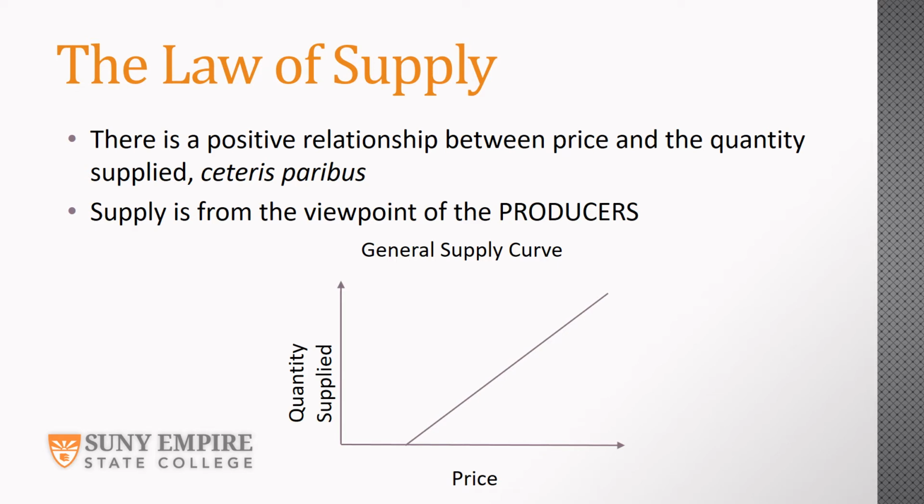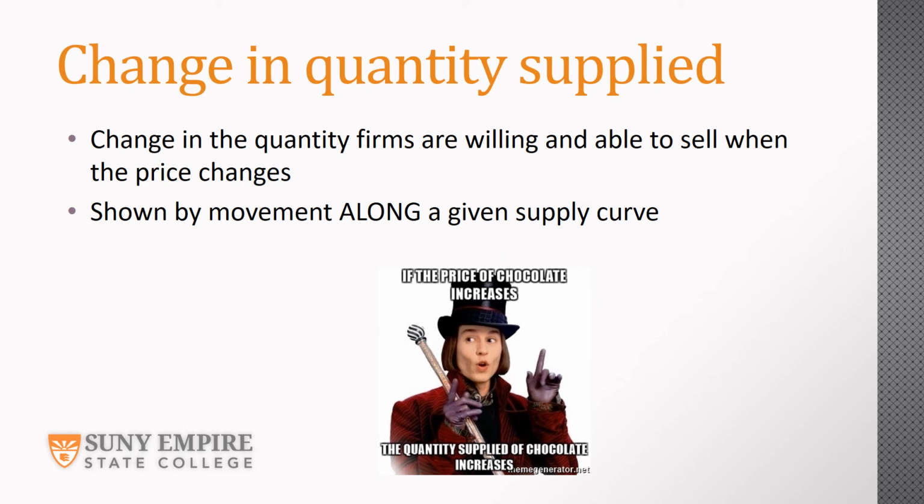It is also important to note that while demand is from the viewpoint of the consumer, supply is from the viewpoint of the producer. Since they are in the business to make money, producers will sell more at higher prices due to a larger profit margin. Of course, this results in changes in quantity supplied, which is the change in the amount firms are willing and able to provide when the price changes. Graphically, this is movement along a given supply curve.